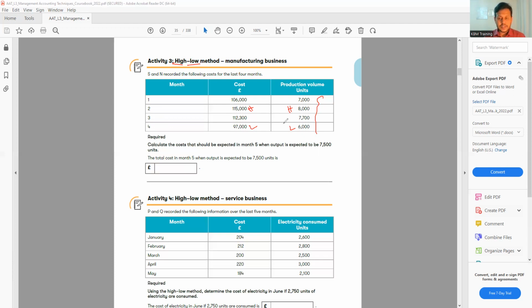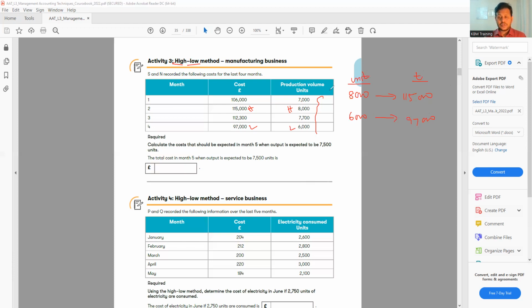Be very careful with the steps, the way I'm doing them. So now I'm going to take this one. I said 8,000 units. The cost is 115,000. And the lower is 6,000 units. And the cost is 97,000. So now we have high and low, both cost and unit. So this is my unit. And this is the cost, the value. The next step, step number 1 is done.